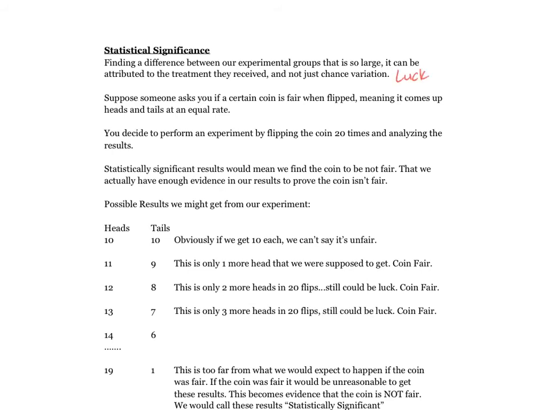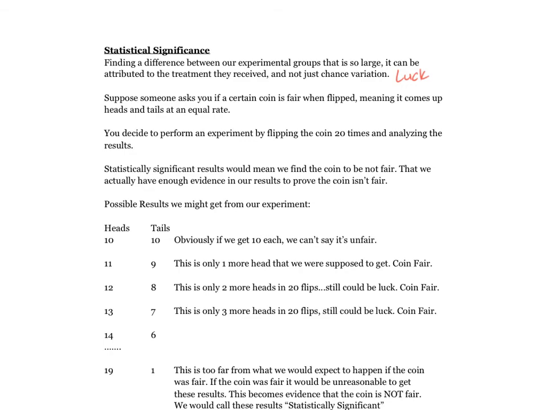Now, suppose someone asks you if a certain coin is fair when it's flipped, meaning it comes up heads and tails at an equal rate. You decide to perform an experiment by flipping the coin 20 times and analyzing the results. Statistical significance would mean that we find the coin to be not fair, okay? That we actually have enough evidence in our results to prove the coin isn't fair.